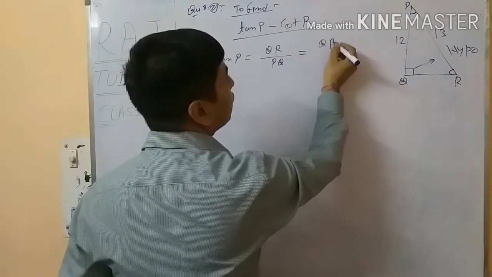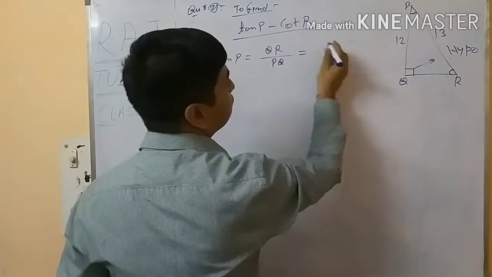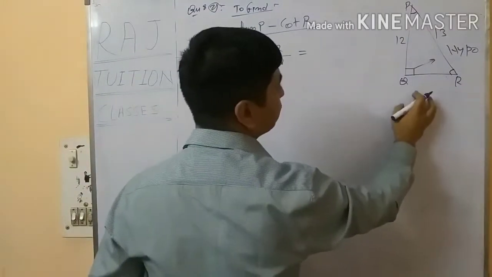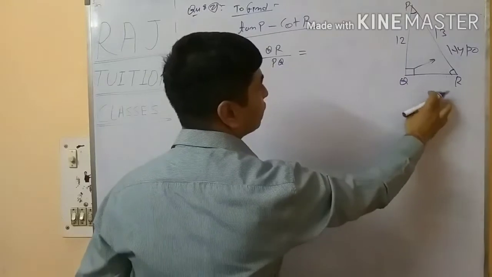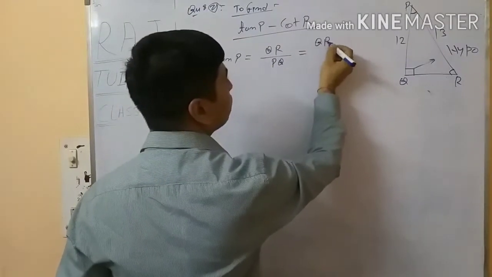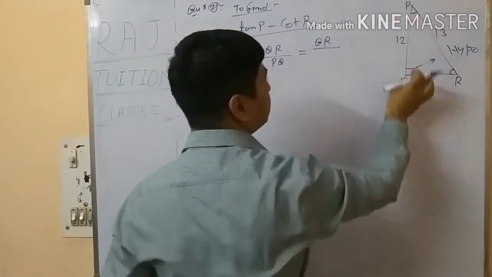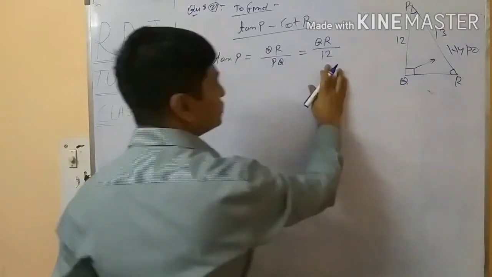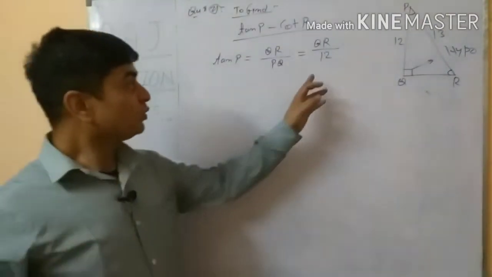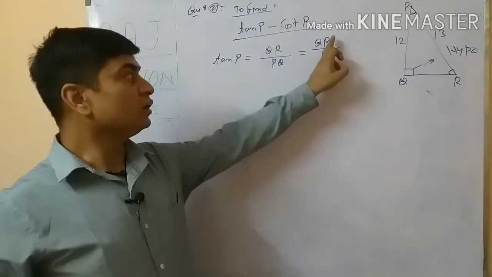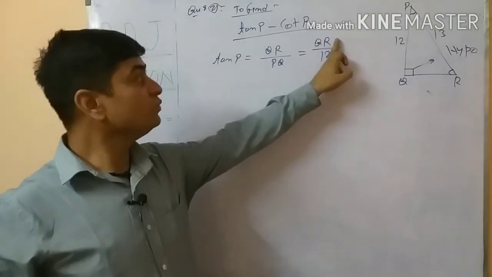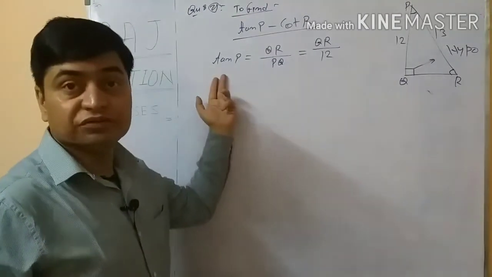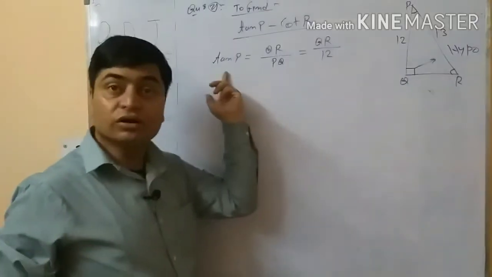So QR, do we have the value of QR? No, we don't have it right now, so we will write QR. Do we have the value of PQ? Yes, we have it, 12. So what is our problem? Our problem is to find out QR. If we find QR, the value of tan P will be resolved.